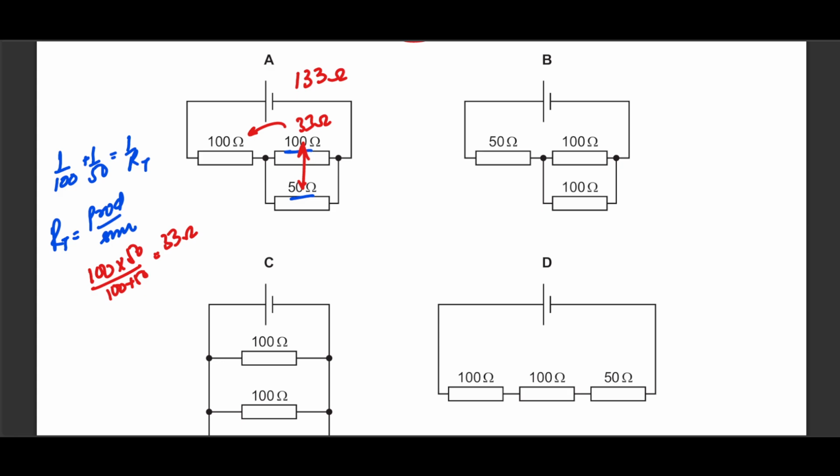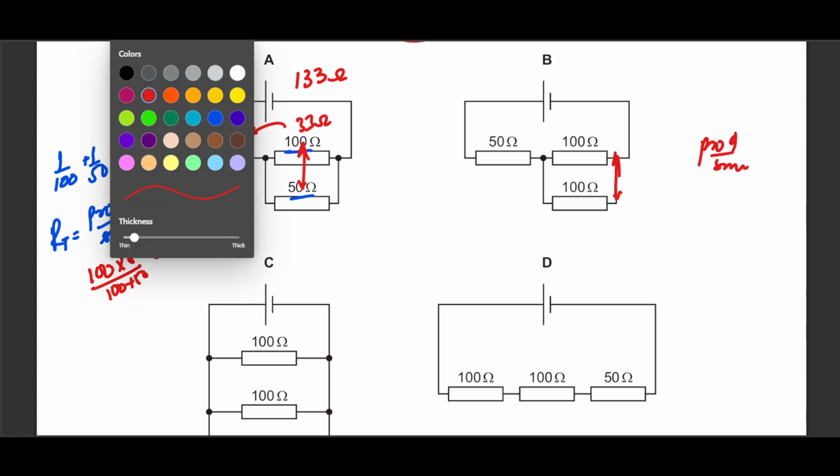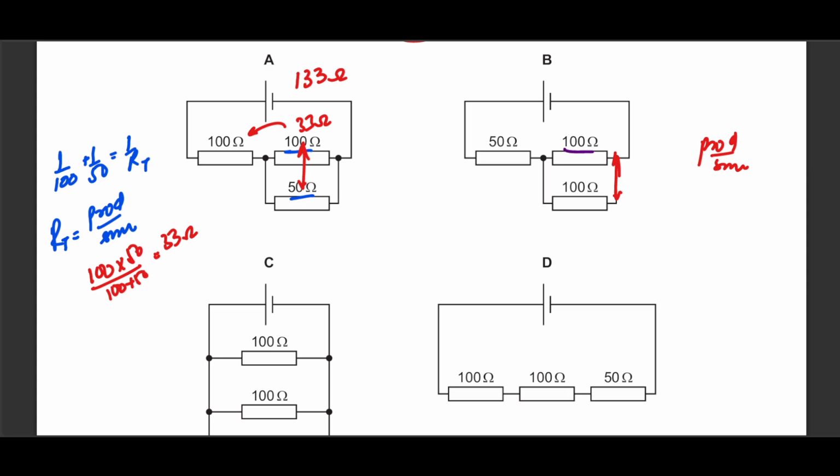In B, you can apply the same for this parallel combination as product over sum, or you can go for an even smaller shortcut. If you find that there are two resistors exactly the same in parallel combination, the combined resistance will actually be half of one of them. So this is going to be 50 plus 50, this becomes 100.